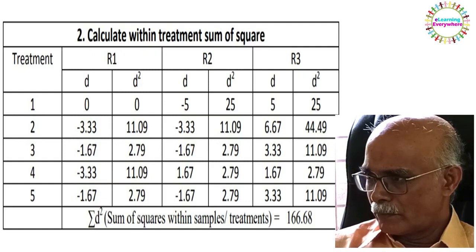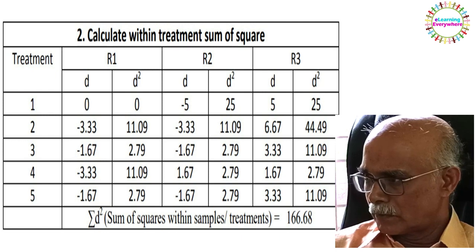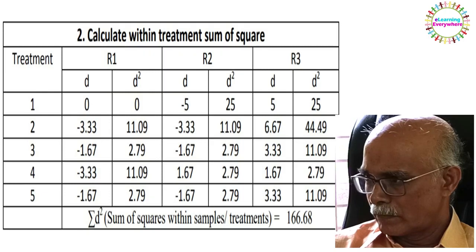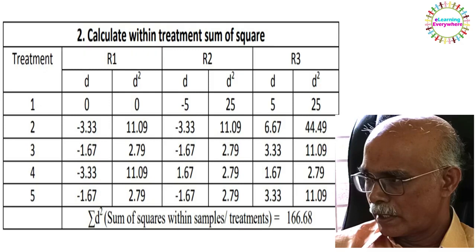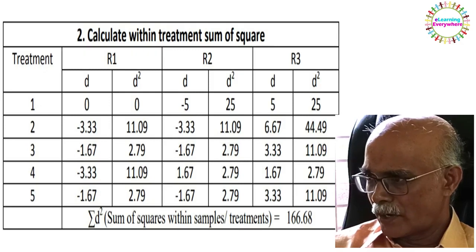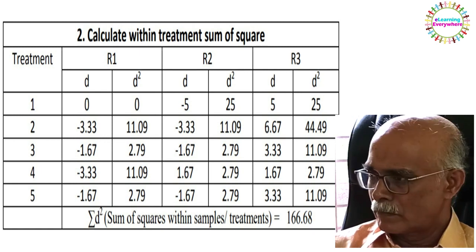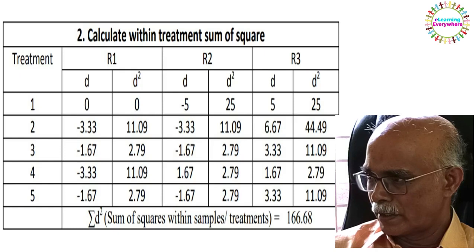So you have several D square values, 3 D square values for each treatment, and totally there are 5 treatments. So there are 15 D square values, and they are totaled together.